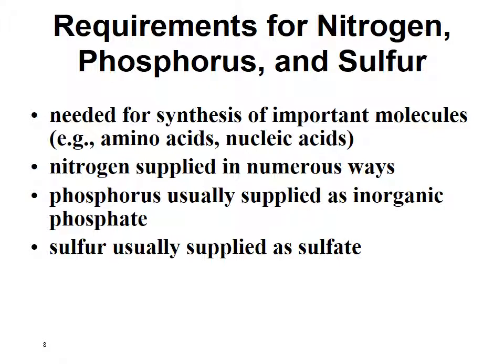In order to grow, a microorganism must also be able to incorporate large quantities of nitrogen, phosphorus, and sulfur. These elements are needed for the synthesis of important molecules, so for example for amino acids and nucleic acids. Nitrogen can be supplied in numerous ways. We'll come back to that on the next slide. Phosphorus is usually obtained as inorganic phosphate, and sulfur as sulfate.